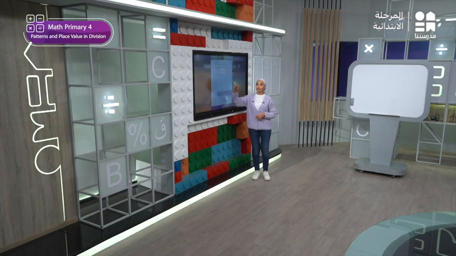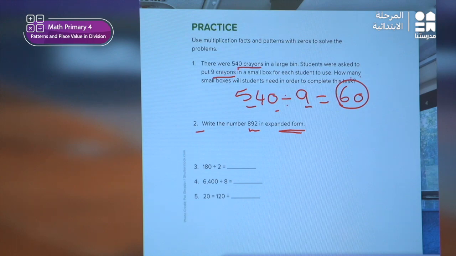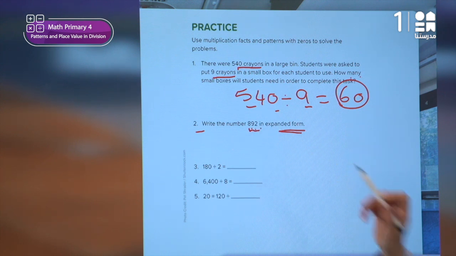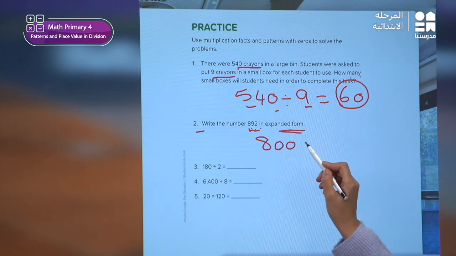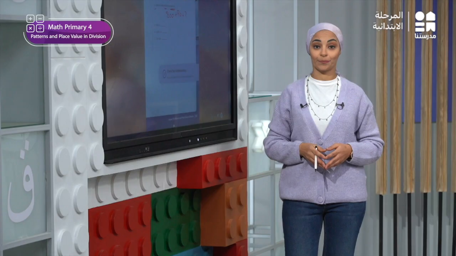Problem number 2 here. He wants me to write this number اللي هو 892 in expanded form. فاكرين ال expanded form? Yes, we do it last lessons a lot. تعالوا نعمله مع بعض. As I read the number, I write it. I write each digit with its value. 892. يبقى how can I write it? I will write 800 plus 90 plus 2, and this is what is called the expanded form.